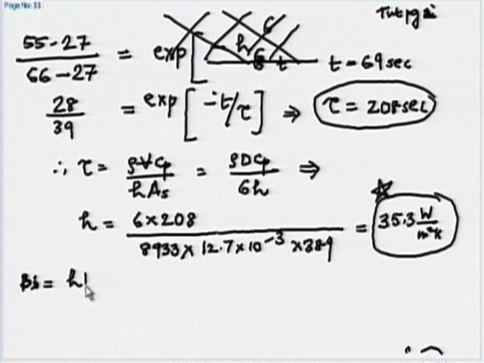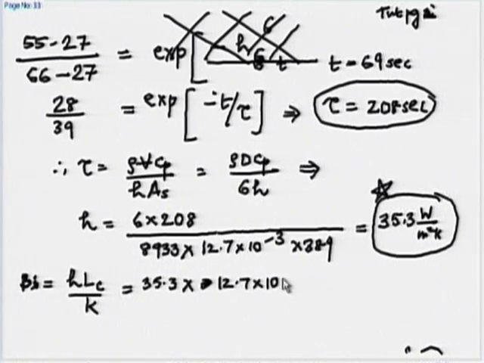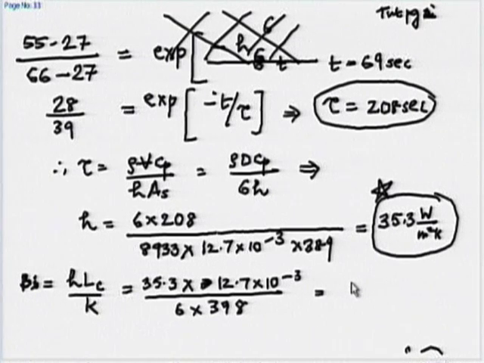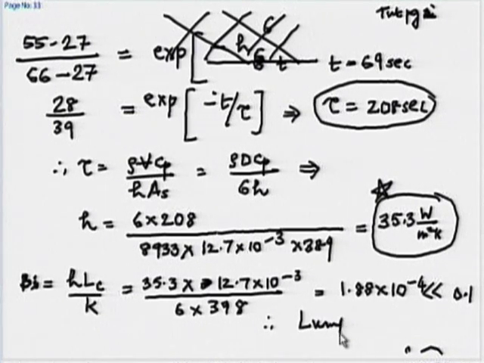Biot number equals hLc by k. h is 35.3 and D by 6, that is 12.7 into 10 to the power of minus 3 by 6, upon 398. So, if we substitute this, we are going to get 1.88 into 10 to the power of minus 4, which is very much less than 0.1. So, it is very much lumped. That is how we have gotten away with this problem.